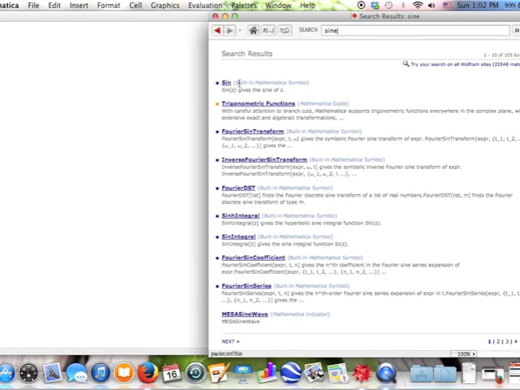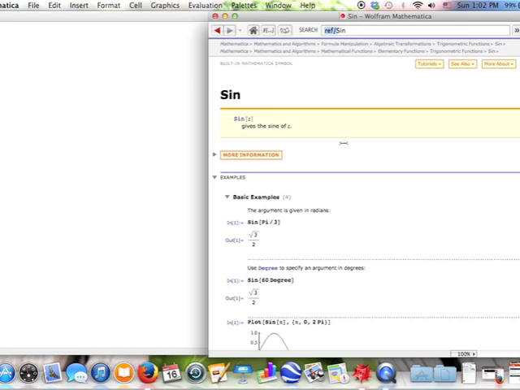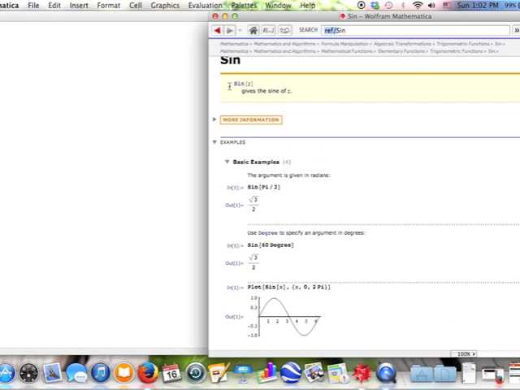Okay, here it is, the top one, sine. It's a built-in mathematical symbol, meaning this has been predetermined. The one below it, which is a Mathematica guide, goes into details about all the different trigonometric functions and everything. So let's go here. As you can see, here's sine. It just says type in Sin[z], which gives the sine of z.